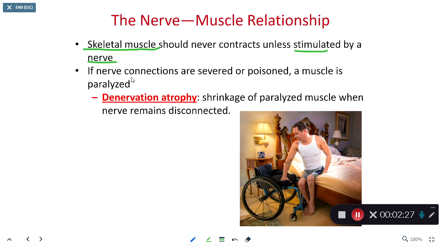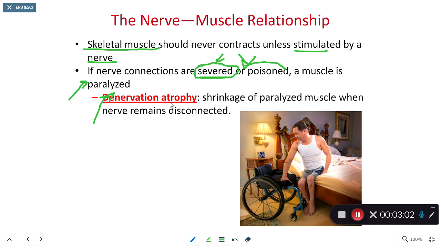And nerve stimulation is usually going to entail some kind of an electrical signal being sent to the muscle cell. Now, if we cut the nerve or we poison the nerve, usually it's going to be severing, cutting the nerve, the muscle is going to be paralyzed. Paralysis associated with severing the nerve or poisoning the nerve is known as a denervation paralysis. It can lead to denervation atrophy, which is going to be shrinkage of the tissue.